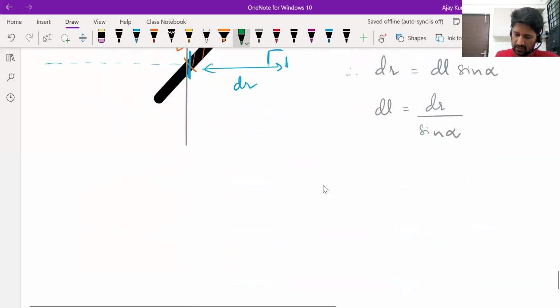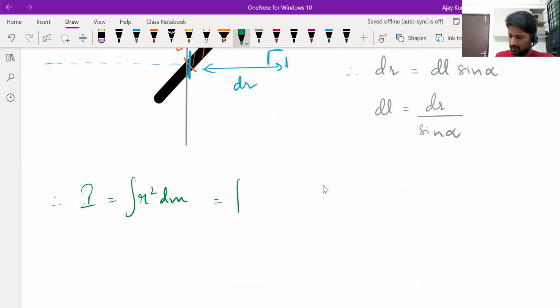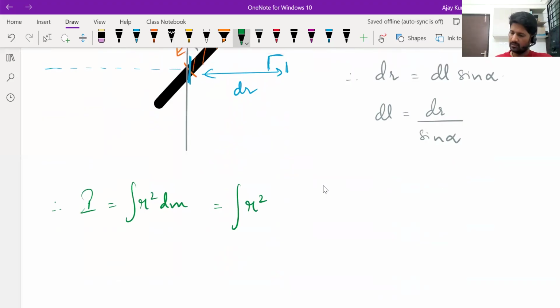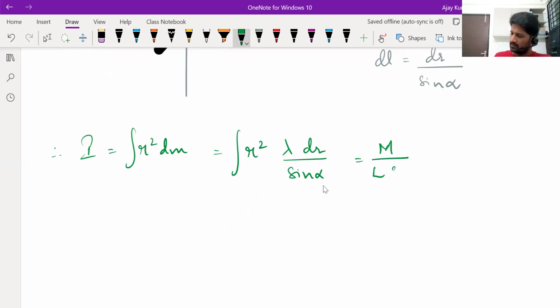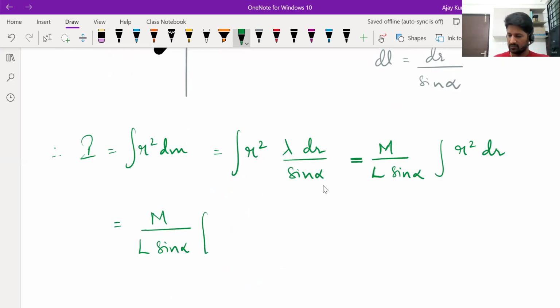Okay. Now we are in a position to integrate then. I is equal to integral r square dm. That becomes integral r square. What was dm? Lambda into dr by sin alpha. Lambda is total mass by total length, and sin alpha is same for the entire rod. The whole rod is inclined at the same angle. So I'll put them outside the integral. And what will you be left with? Integral r square dr. That becomes m by L sin alpha. Integral r square dr is r cube by 3.